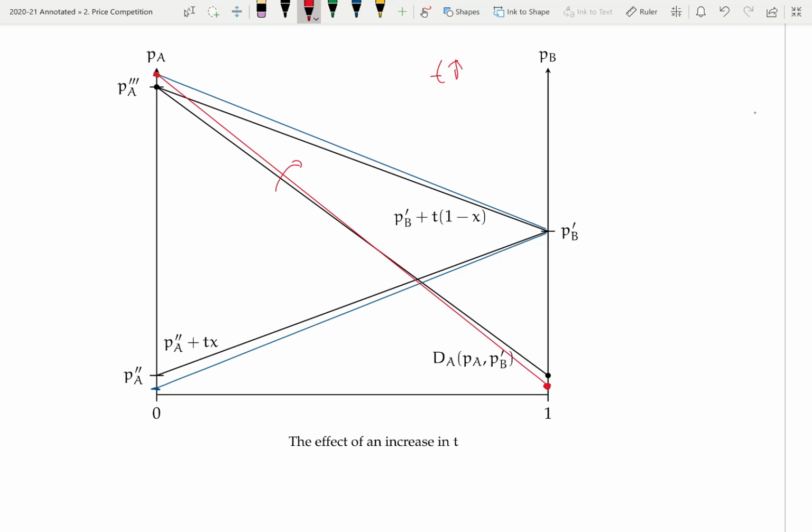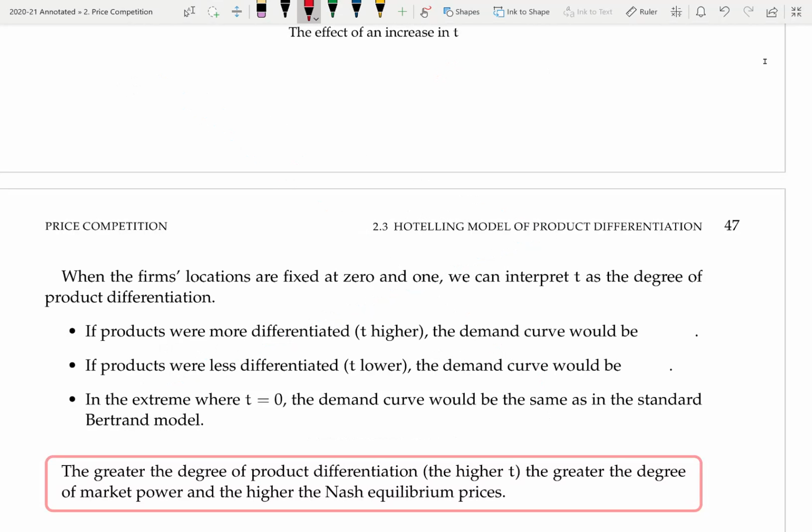So an increase in transport costs gives A more monopoly power. Now its changes in price have less of an effect on its quantity demanded. In the extreme, where T goes the other way to 0, A's demand curve will get flatter and flatter, and in the end we'll end up with the same demand curve we had in the Bertrand model. And the other thing that will happen as we increase T is that because of this increase in market power, the Nash equilibrium prices are going to increase. So the Nash equilibrium prices are increasing in the transport cost T.